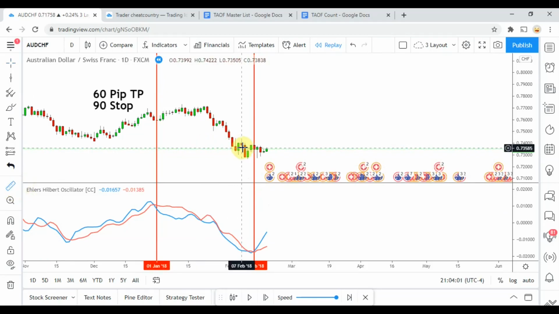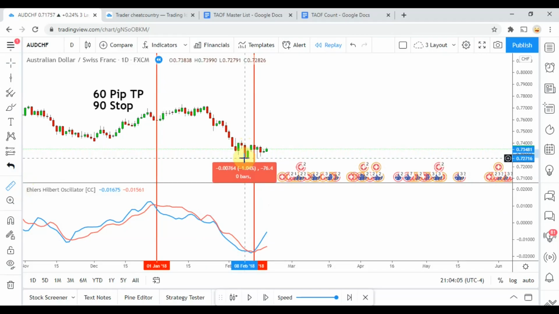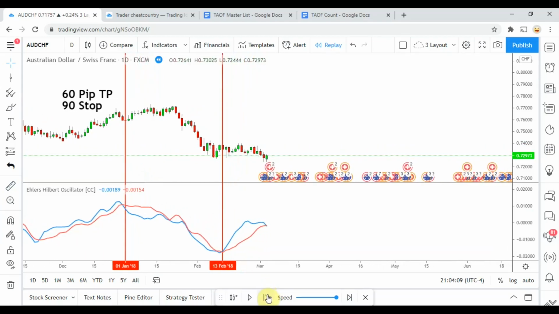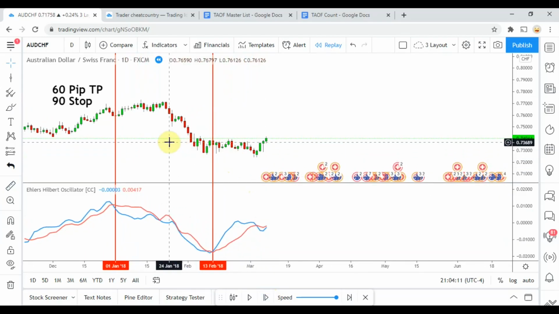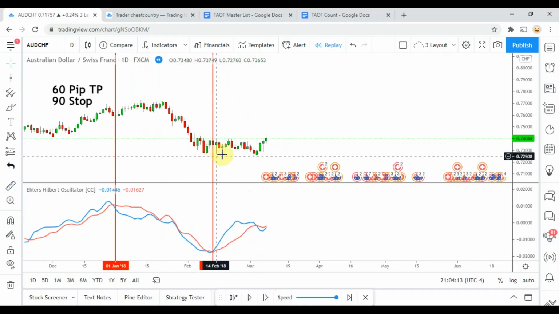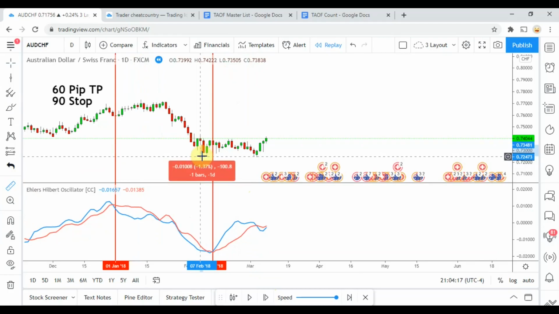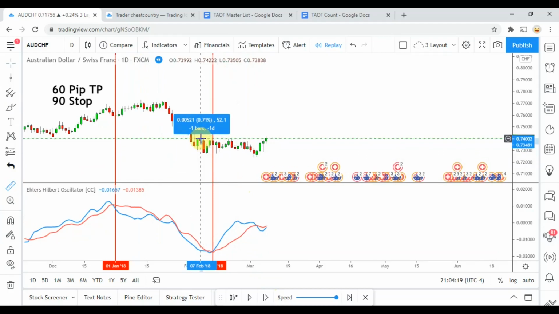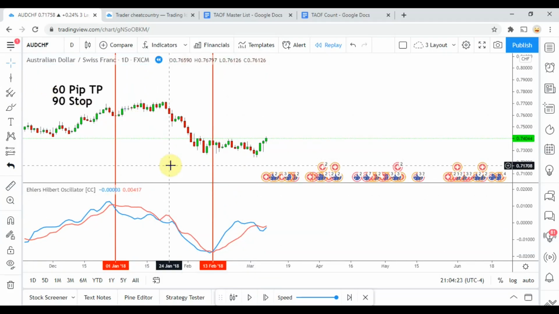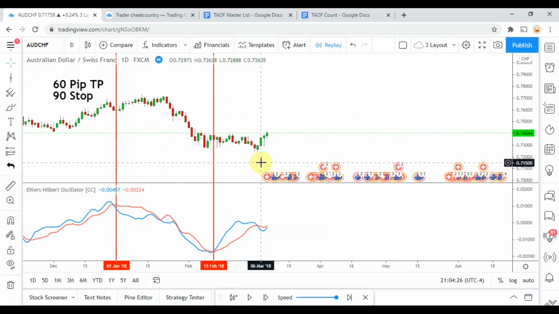And looks like we get a pretty hard pullback right there, but not 90 pips worth. And it does end up going down. Let's see. And hitting that 90 pips. Was not able to get us to the 60 pip. And so again, another losing trade.